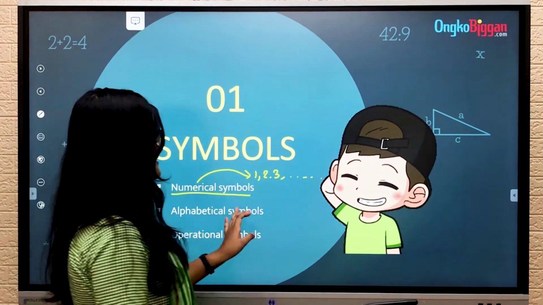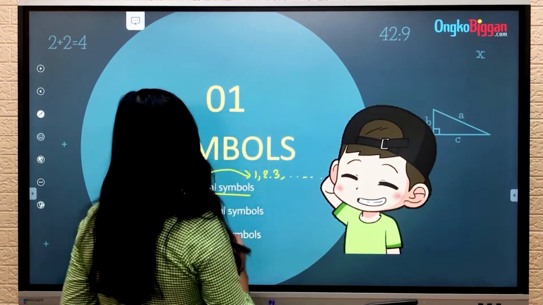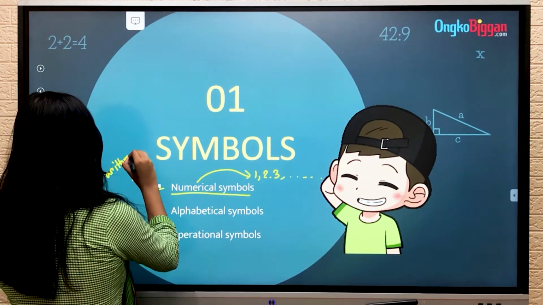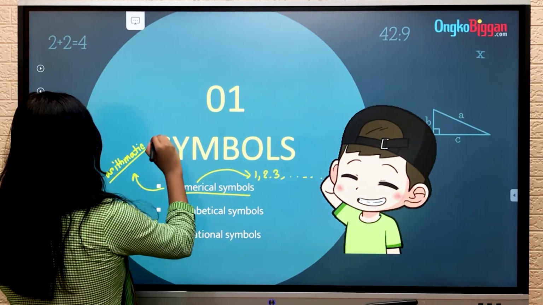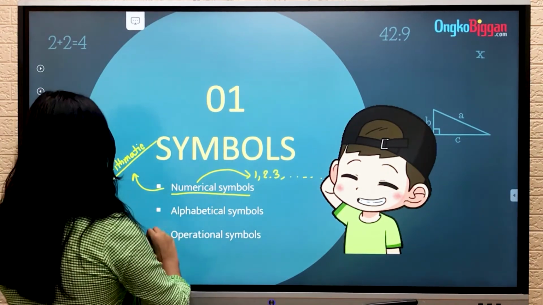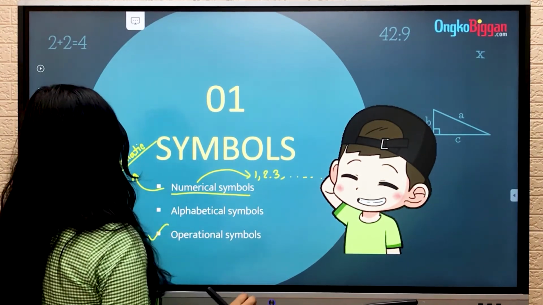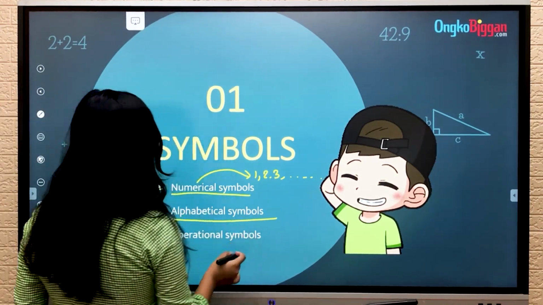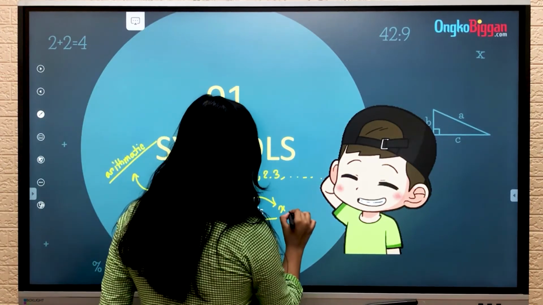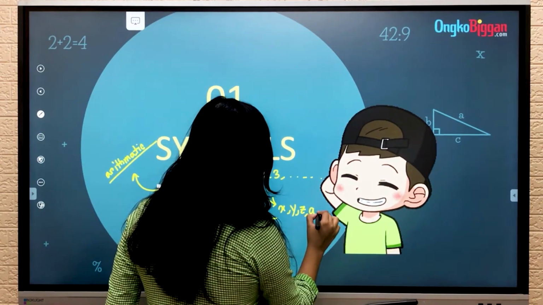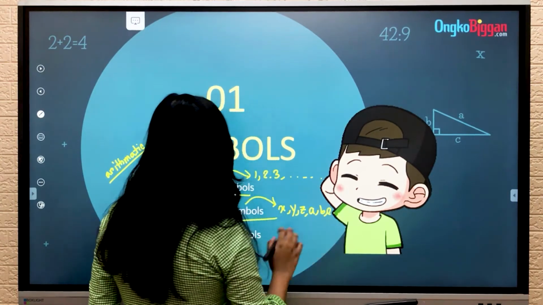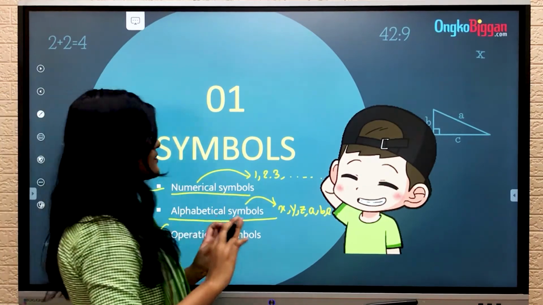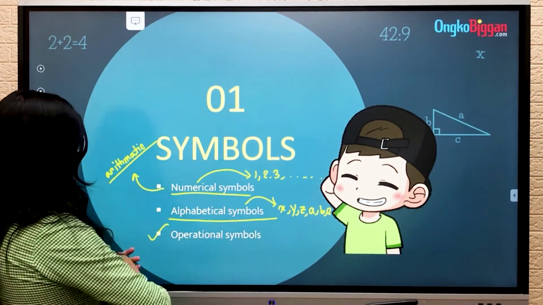So what is alphabetical symbols? So basically in arithmetic we use mostly numerical symbols and operational symbols, but in case of algebra we need to deal with alphabetical symbols as well. Like you will see symbols like X, Y, Z, A, B, C. So yes, in case of algebra you are going to go through some alphabetical symbols as well.